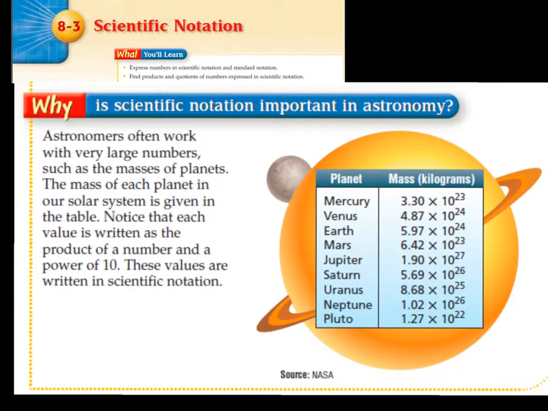Astronomers often work with very large numbers, such as the masses of planets. The mass of each planet in our solar system is given in the table. Notice that each value is written as a product of a number and a power of 10. These values are written in scientific notation.